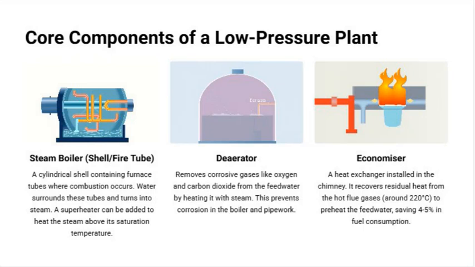Let's take a closer look at the core components of a low-pressure plant. First up is the steam boiler, specifically the shell or fire tube type. This is essentially a cylindrical shell that contains furnace tubes where combustion takes place. Water surrounds these tubes, and as the combustion occurs, it heats up and turns into steam. Sometimes, a superheater is added to this setup, which heats the steam above its saturation temperature, making it more efficient for power generation or process use.